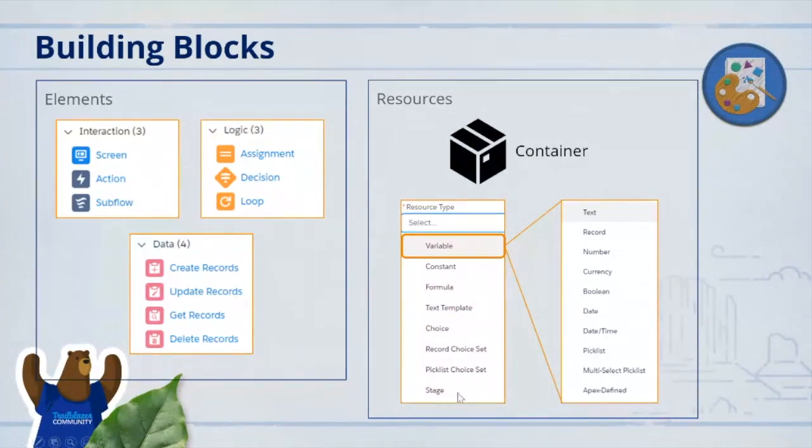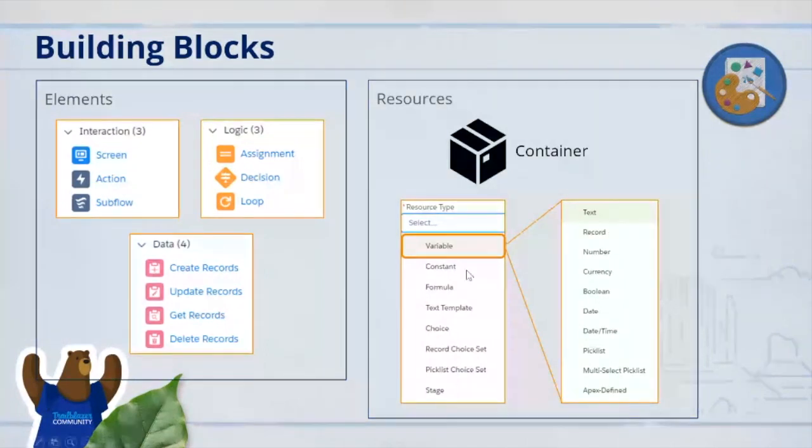So for that, you can have stage, and then you can define various pick list drop down values if you want. You can define various record choice sets. So you can query 10 or 15 records and use those records in the system. Record is basically when you want to store the whole record. You want to store a whole account record in a container. So you can store a whole account, contact, anything in a variable. That's a record type variable.